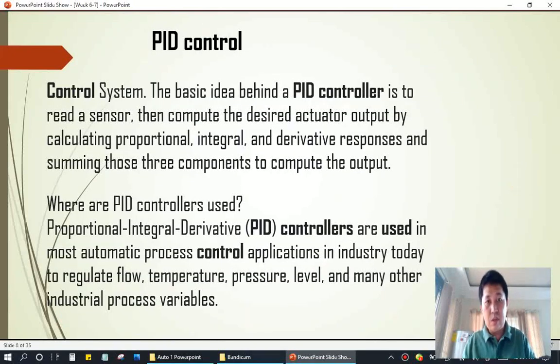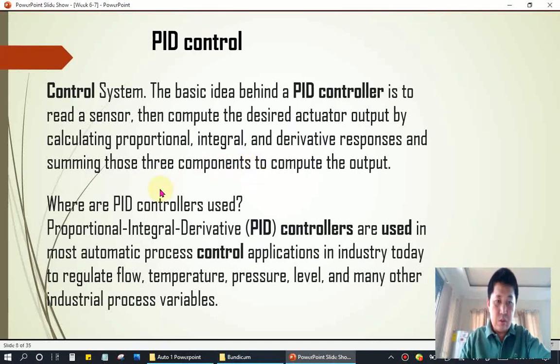PID control system. The basic idea behind the PID control system is to read a sensor, then compute the desired actuator output by calculating proportional, integral, and derivative responses. That is why it is called PID: proportional, integral, and derivative responses, summing those three components to compute the output.